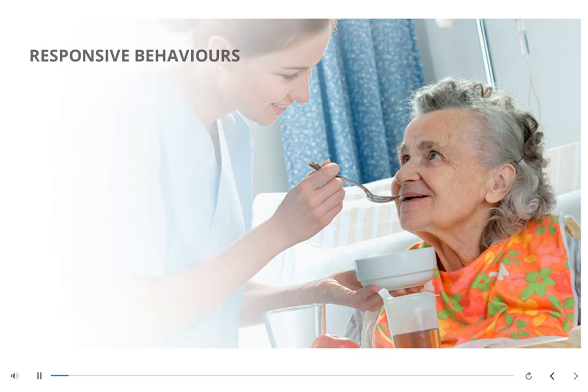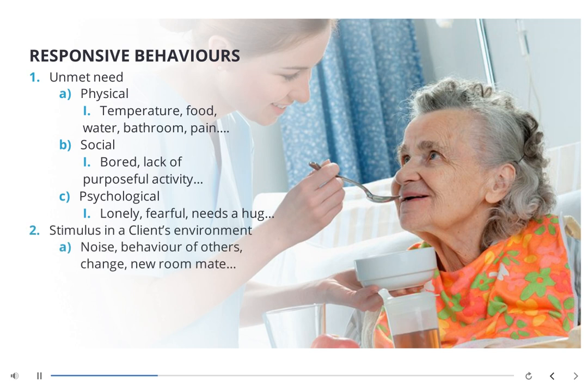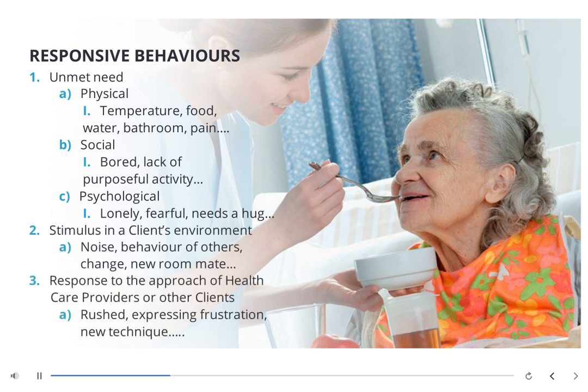The behaviors are often in response to something. Caregivers have a huge role to play in trying to determine what that something is. Consider three main areas. 1. Unmet needs. 2. Stimulus. 3. Response to approach.